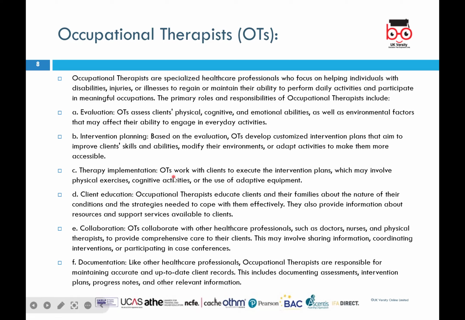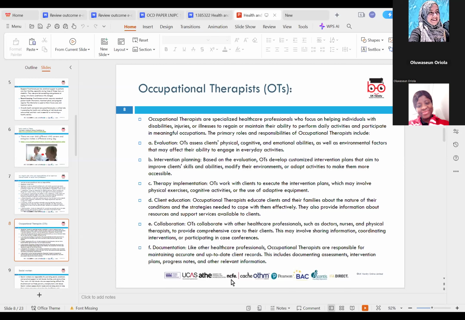Therapy implementation. OTs work with clients to execute the intervention plans, which would involve physical exercises, cognitive activities, or the use of adaptive equipment. Client education: just as nurses, they're involved in educating clients and their families about the nature of their conditions and what is needed to cope with them effectively. They're also there to provide information. So that was about occupational therapists, and they're also involved in collaboration.